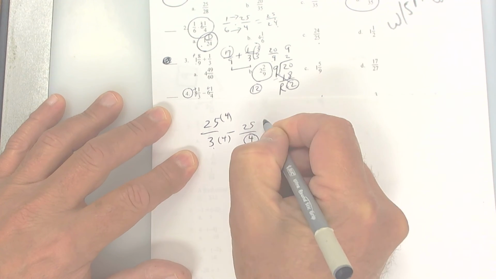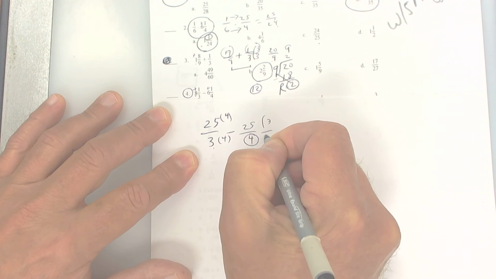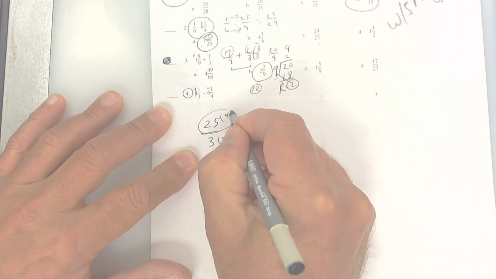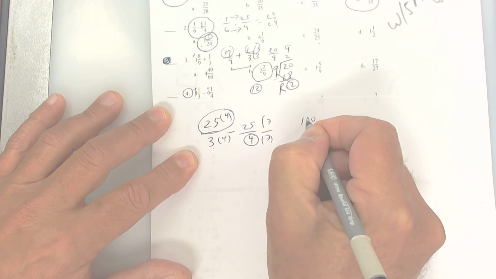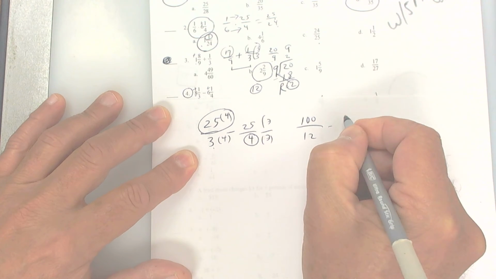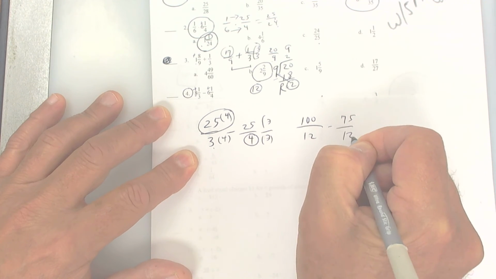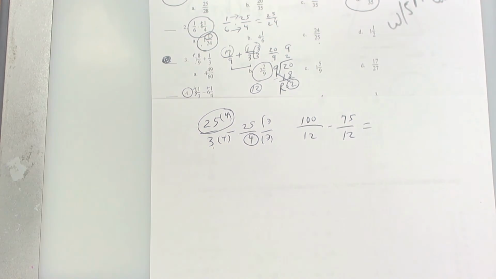Take the 3 and put it over here. So now you're going to end up with 100 over 12 minus 75 over 12. Any questions so far?